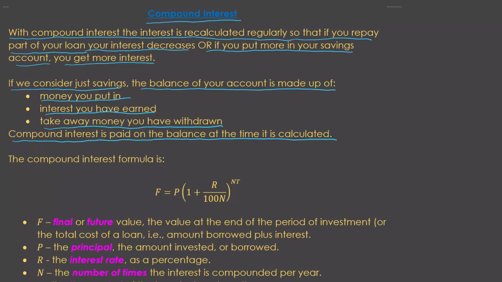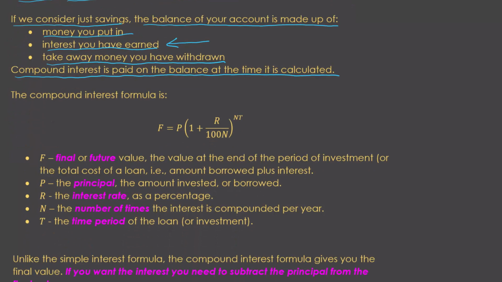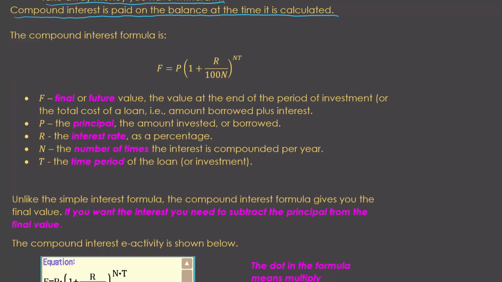And the big difference with simple interest is, of course, this part. With simple interest, interest is not paid on previously earned interest. The compound interest formula is shown here.